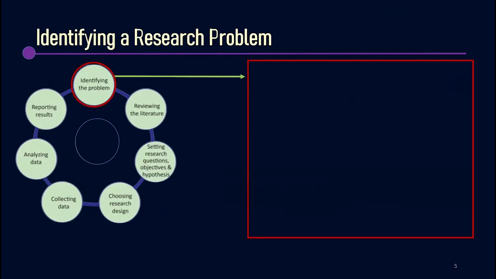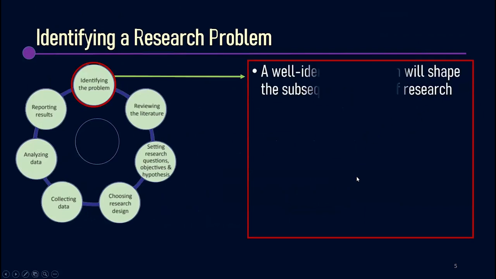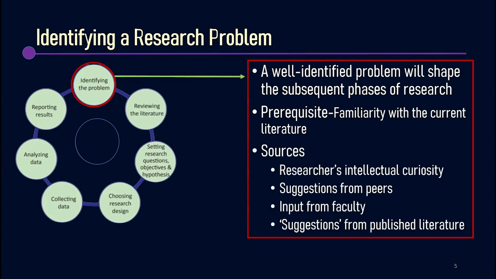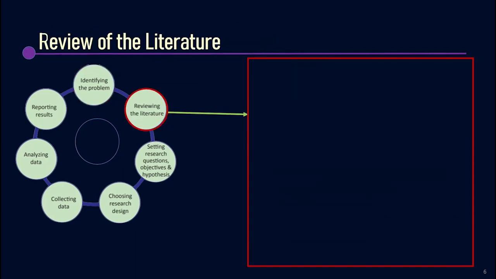Let's go one by one and start with identifying the problem. A well-identified problem will shape the subsequent phases of the research and is extremely important. However, the prerequisite of identifying the problem is familiarity with the current literature. And there are many ways you can identify the problem. The number one and most important one is the researcher's intellectual curiosity, followed by suggestions from peers, input from faculty, and suggestions from the published literature.